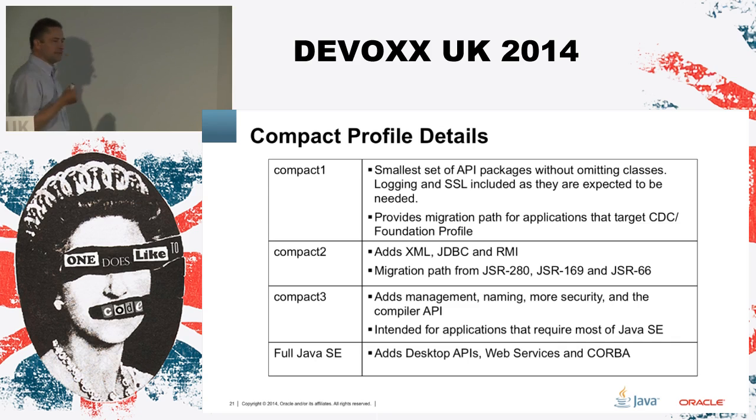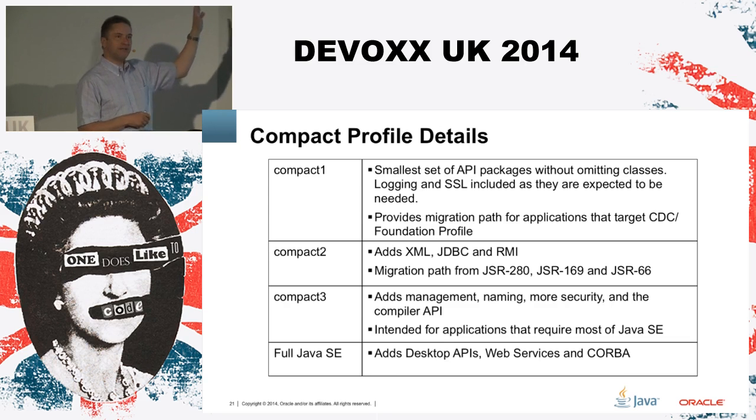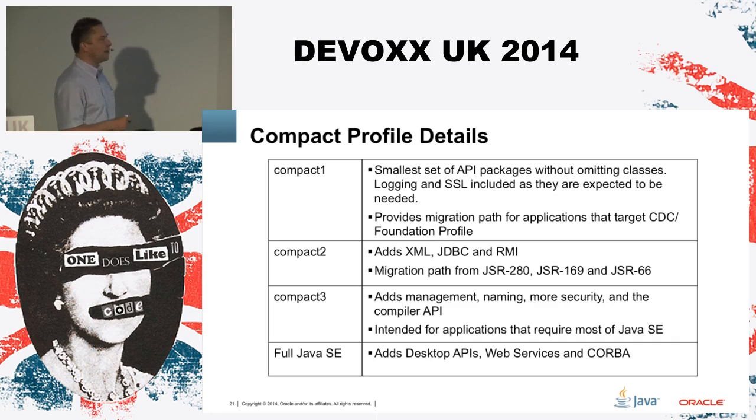In terms of what you get for the compact profiles, compact profile 1 is really the minimum set of libraries that you need in order to actually run any kind of application. So even if you wanted to run Hello World, you would need compact profile 1. So it has things like your class loader, your security manager. There's also things like logging included in there, and even the secure socket layer. From compact profile 2, what we do there is we actually add in things like XML. There's some RMI, which is used in a number of different applications. JDBC is added in there.